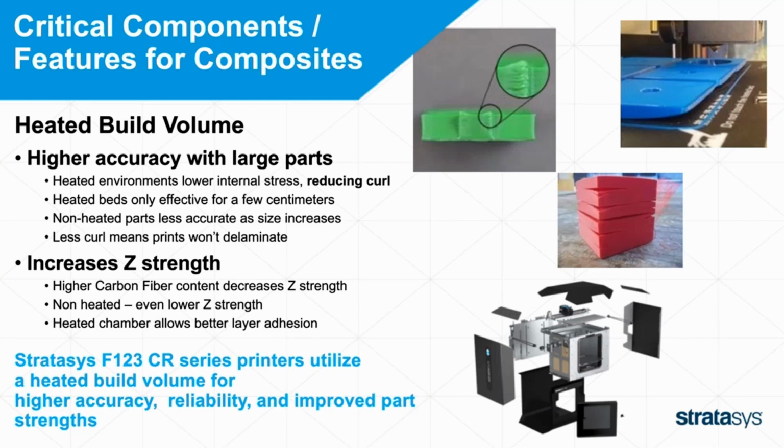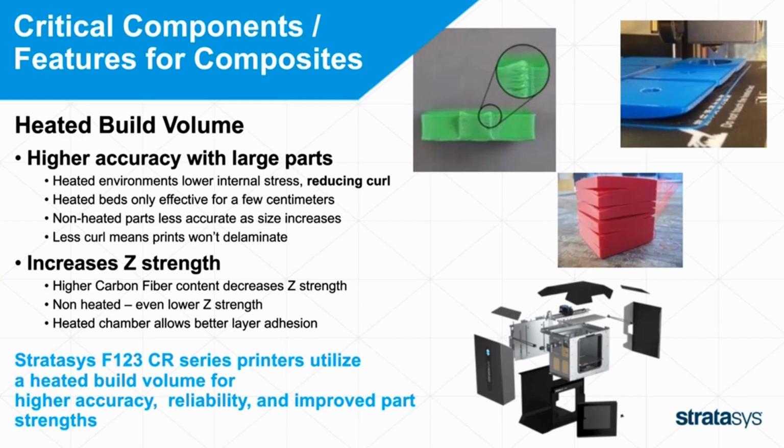Heated beds are what some of the printers use to try and simulate a heated environment. That is effective in a low Z height part. But when you get above a few centimeters, the part is basically not seeing any effect from that heated bed anymore. And lastly, parts in a non-heated environment are less accurate as the size increases because of curl. So less curl means prints won't delaminate. Less curl means prints are more accurate and more repeatable.